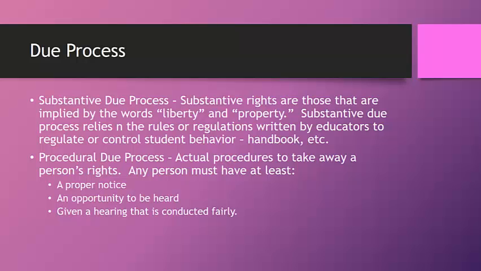So hopefully you get a better idea of what we mean by substantive due process. Procedural due process is a little bit easier to grasp. This is the actual procedures that you have to go through to take away a person's right. And the courts have ruled that in general, to do this, the accused has to have proper notice, an opportunity to be heard, and be given a hearing that is conducted fairly.